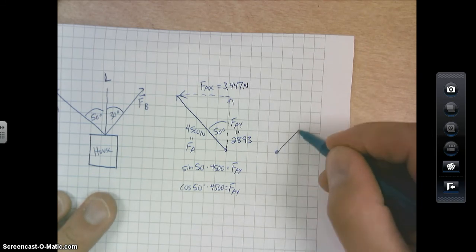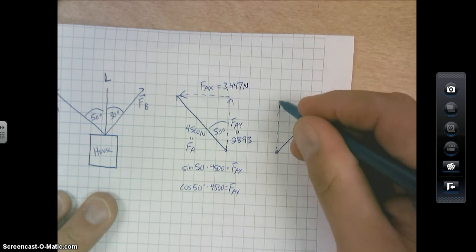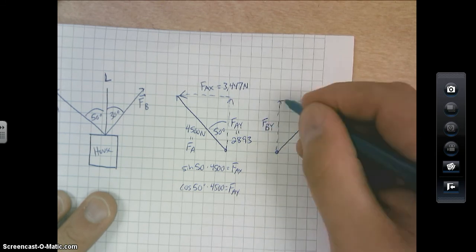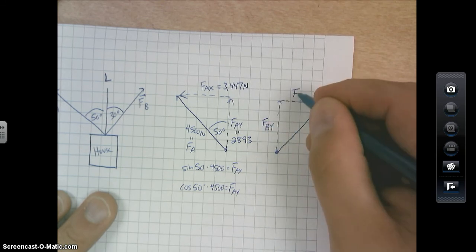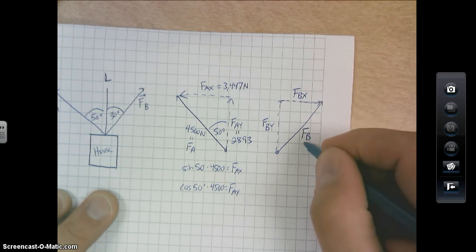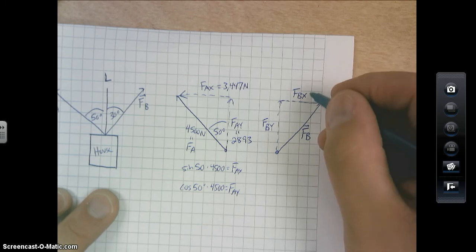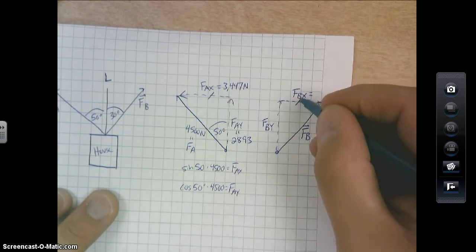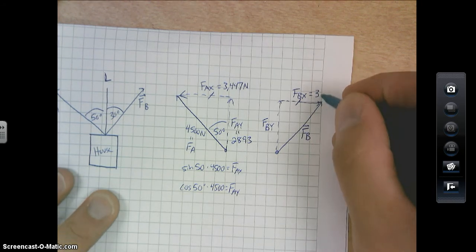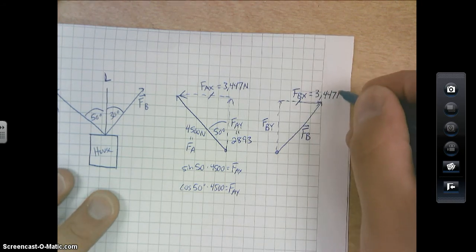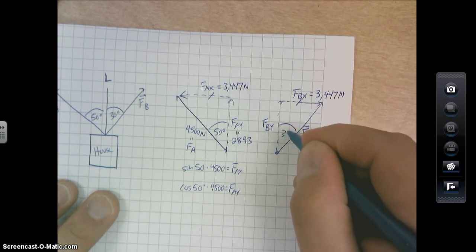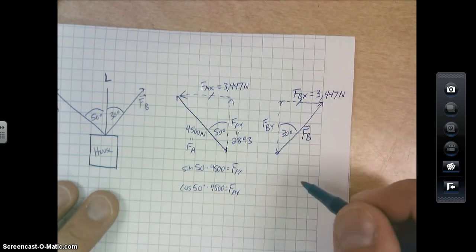Now if I draw the other vector, it's off here. So it's also going to have a y. So this is FBY and FBX. Now we want to know what this value is. I want to know that. Now I already know that this and this must cancel each other. So I already know this is 3,447 newtons, and I'm going to need to know this value, and I have an angle of 30 degrees.